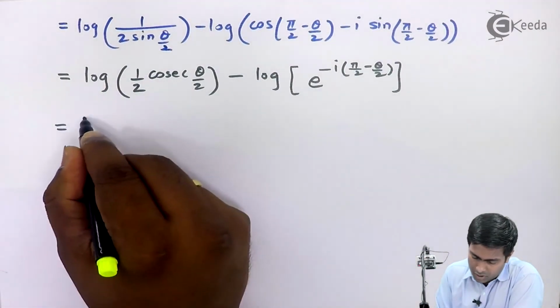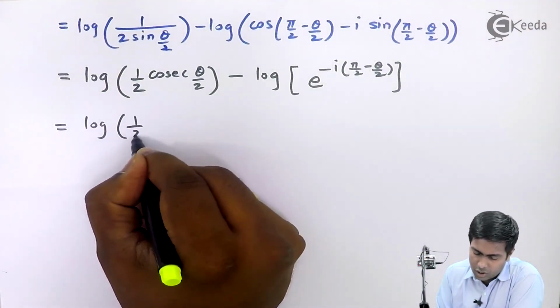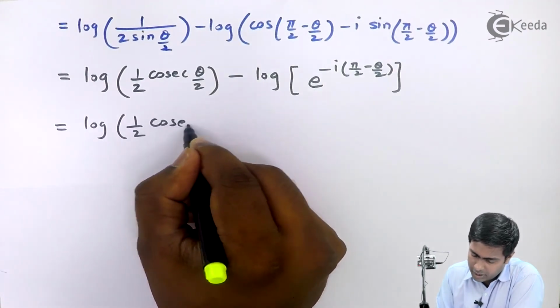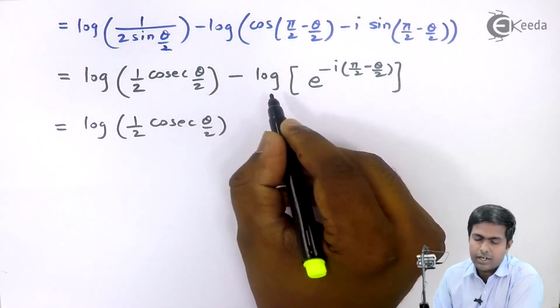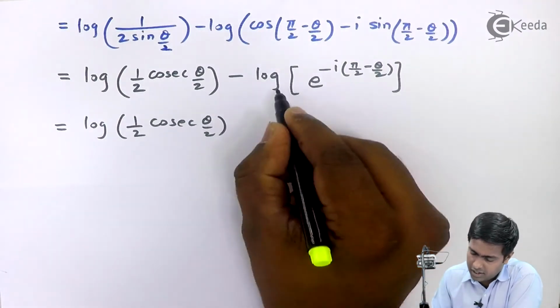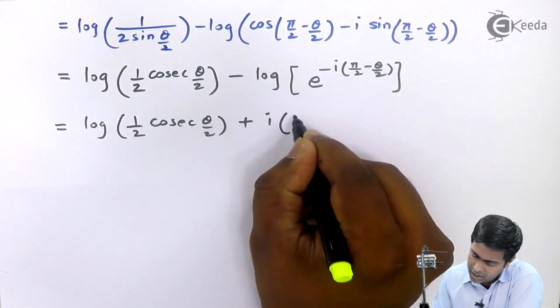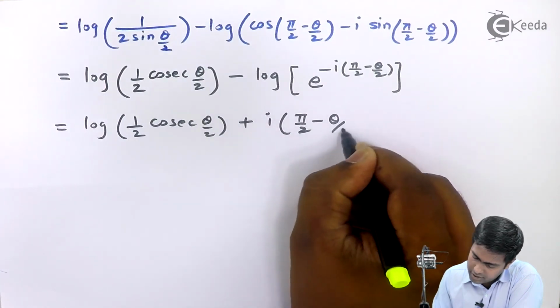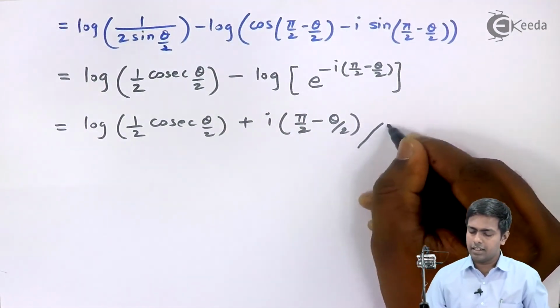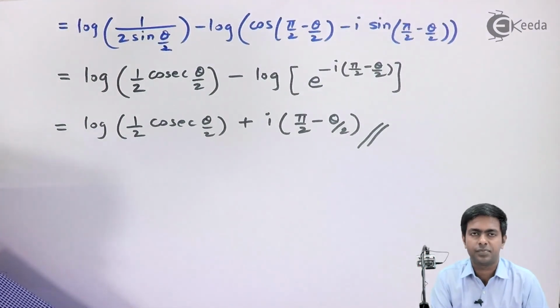So it is log of half cosec theta by 2 as it is. Now log and e will cancel, and we will get minus and minus, that is plus i into pi by 2 minus theta by 2, and this is the required result. Thank you.